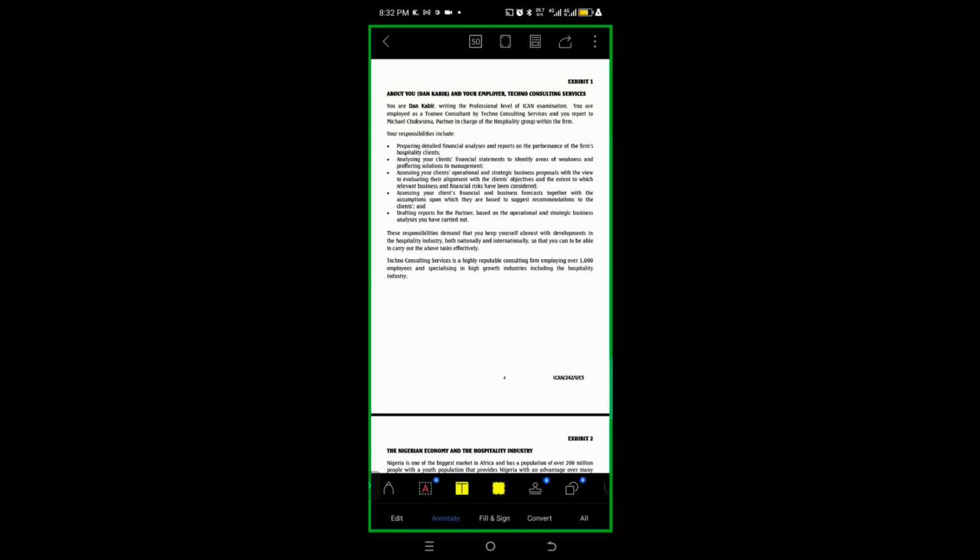As a training consultant, okay? And you are also assigned to a partner, Michael Shukuma, who is a partner of the consulting firm, right? So this means that the fourth sentence means that the firm will eventually have a client, okay?